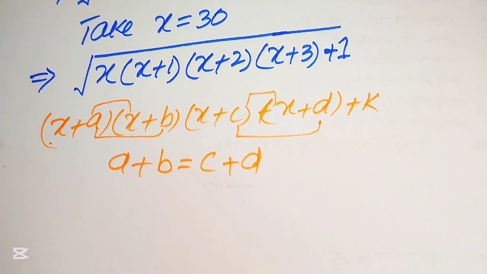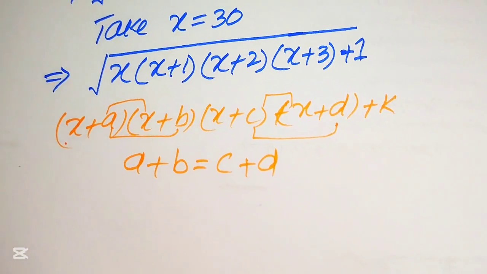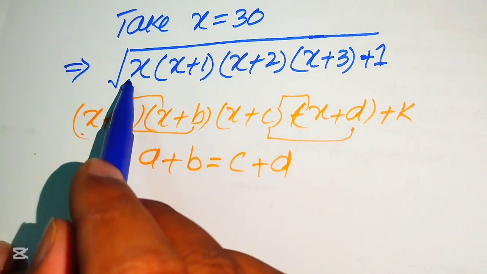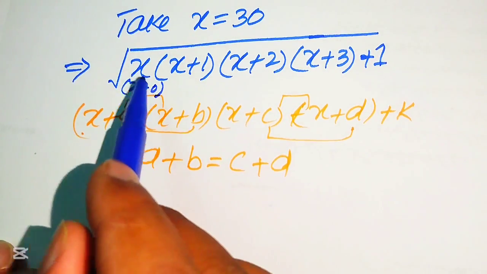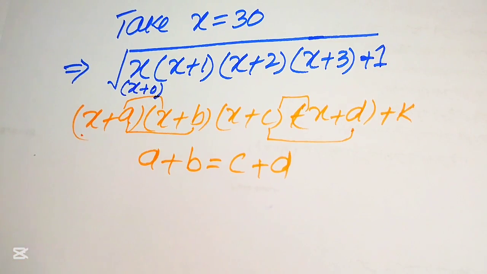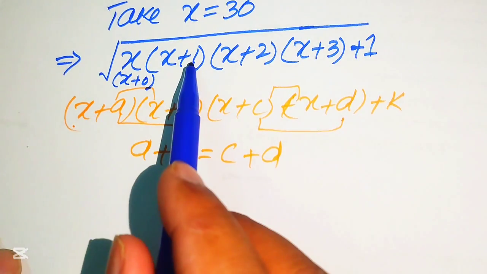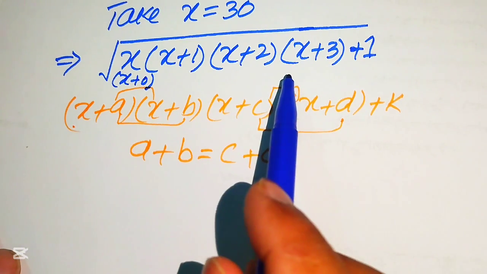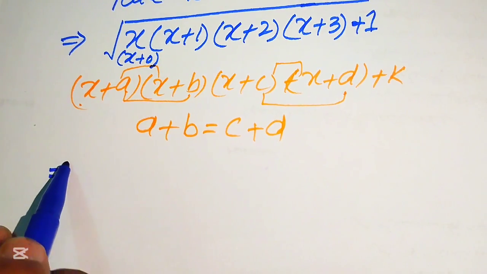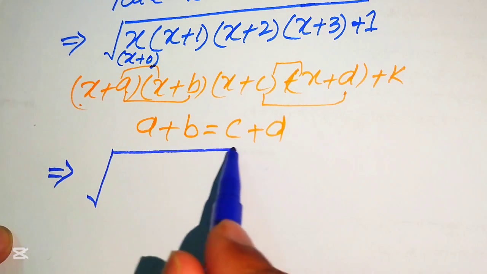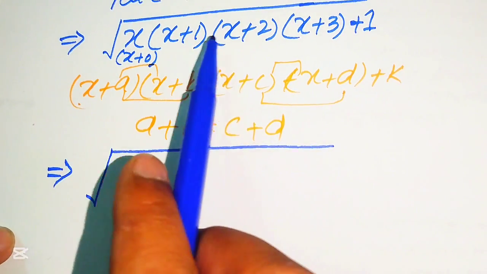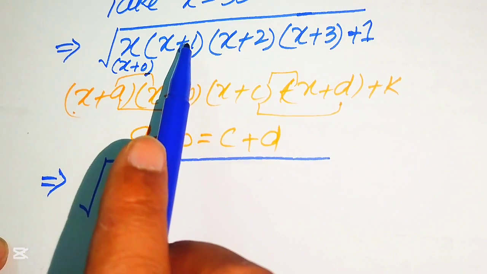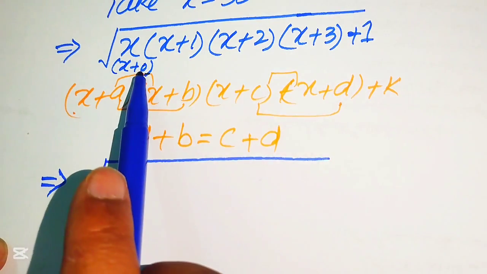Now we see which of these numbers we can add to get an equal answer. This x means x plus 0. When you add 0 plus 1, you get 1, and 2 plus 3 becomes 5. So this cannot give us the same answer. It means that we need to rearrange these factors. So 1 plus 2 becomes 3 and 0 plus 3 becomes 3. When you add these two numbers, you get the same answer.